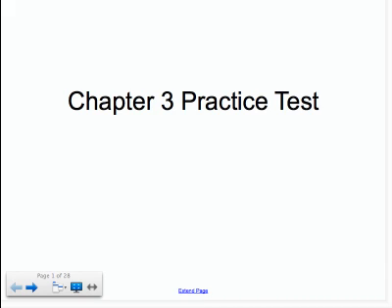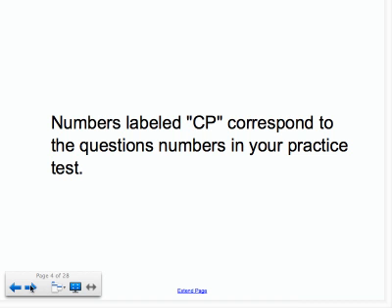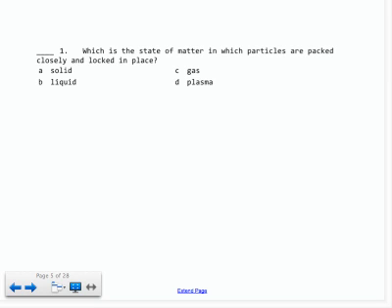This is the walkthrough for the Chapter 3 practice test. If you are in CP, the numbers labeled CP next to some questions will correspond to the question numbers in your packets. Which is the state of matter in which particles are packed closely and locked in place?